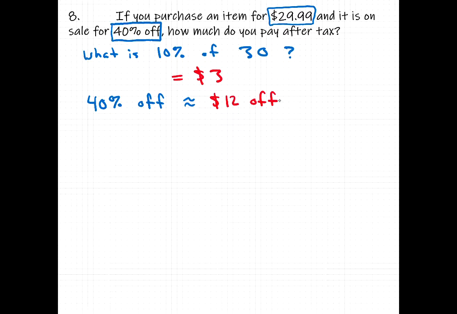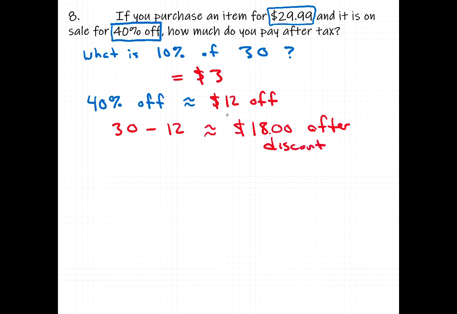Okay, so we'll say 30 minus 12. Well, 30 minus 10 is 20, and 2 more. So you're paying about $18 after the discount. Okay, so that's based on our estimation. That's about what you're going to be paying before tax.